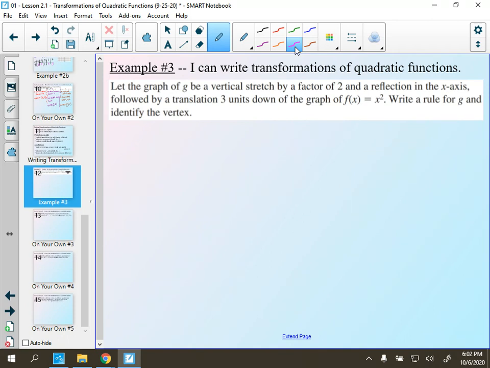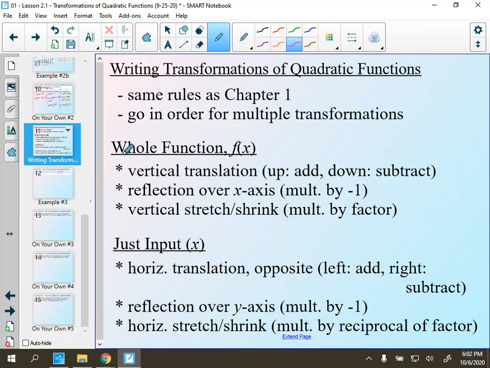Let the graph g, so remember, that's just telling us that's what we're going to name our new function, be a vertical stretch by a factor of 2, and a reflection in the x-axis, followed by a translation 3 units down of the graph of f(x) = x squared. So this is the one that we're transforming. It's kind of nice that it's the parent function. It's not super busy. I just need to be familiar with those rules. I'm not going to keep clicking back and forth because I do know them. But if you're not sure, you'd go back and re-add this to your notes and ask, what were those 6 rules? Which ones were whole function? Which ones were just input?